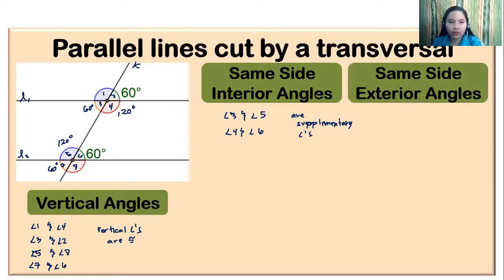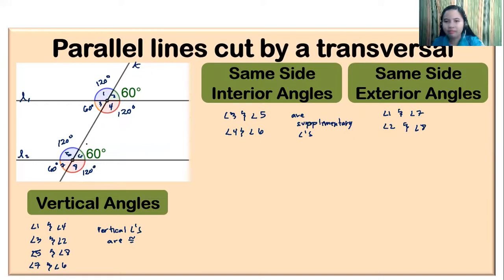How about exterior? Ibig sabihin, nasa labas naman po. So we have angle 1 and angle 7, and then angle 2 and angle 8. And also, same side exterior angles are supplementary. If angle 7 is 60, therefore angle 1 is 120. If angle 2 is 60, therefore angle 8 is 120 degrees. So we already completed the measurements of the given parallel lines cut by a transversal.